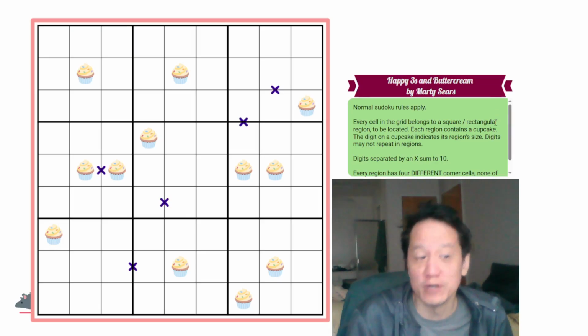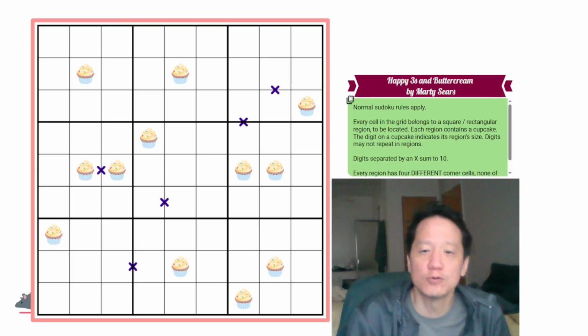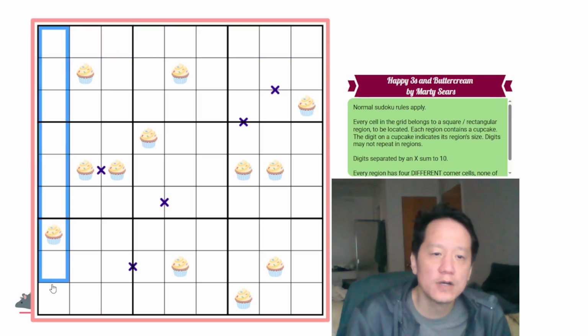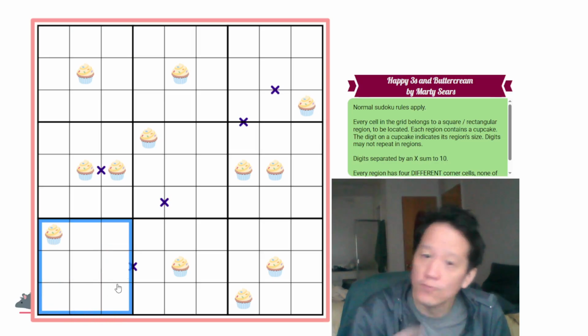Take that easiness with a grain of salt, because it's considered easy by the people on the Logic Masters Germany forum, and there's a lot of really smart people there. Today's puzzle is called Happy Threes and Buttercream by Marty Sears, and here are the rules. Normal Sudoku rules apply, which means fill every row, column, and box with the digits 1 through 9 without repeats.